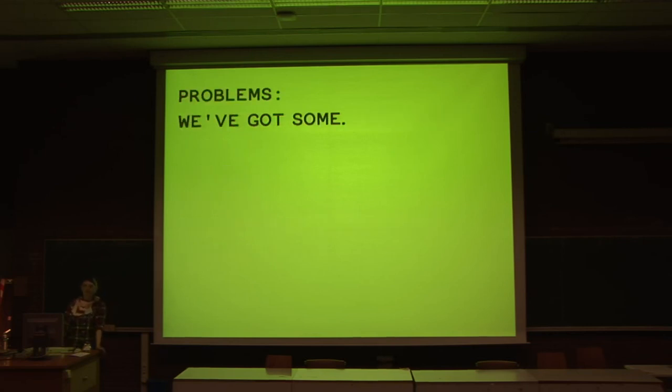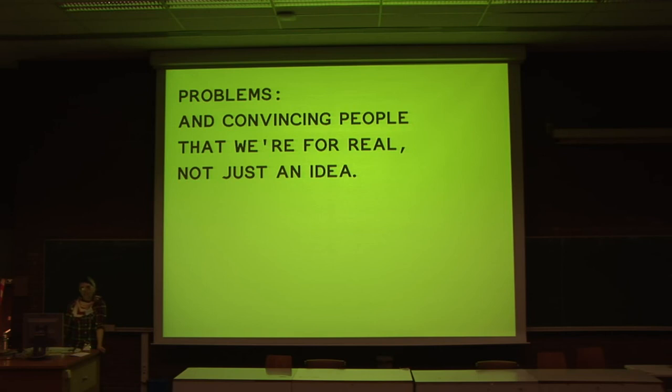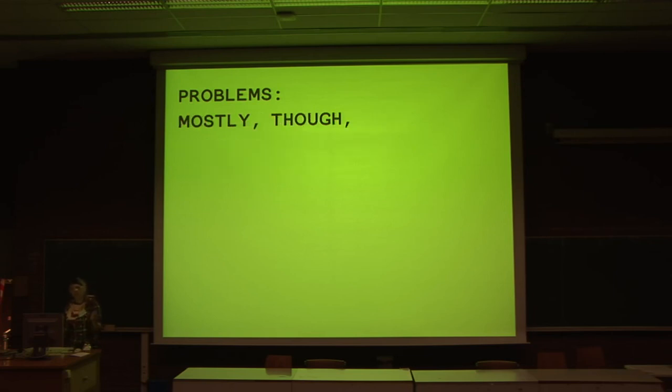Now, onto the problems, because there's always a slide about problems. We have some, like money, which is always a problem, and convincing people that we're for real instead of just an idea, because we're not vaporware, although lots of people seem to treat us a bit that way because it's an odd project. So we talk about the magical two-magazine rule, which is that no one will take us seriously until we've published two actual magazines. Give us a month and we'll be past that threshold, and hopefully we'll be able to stop struggling with this one.